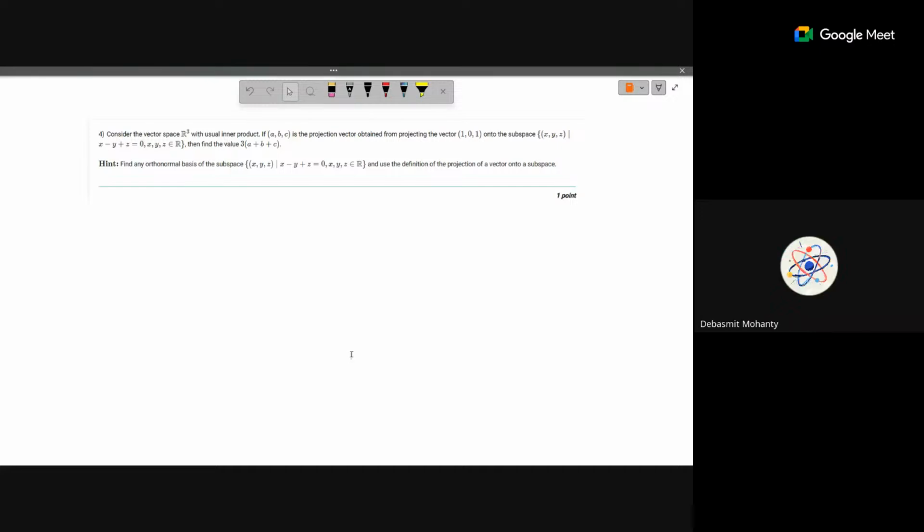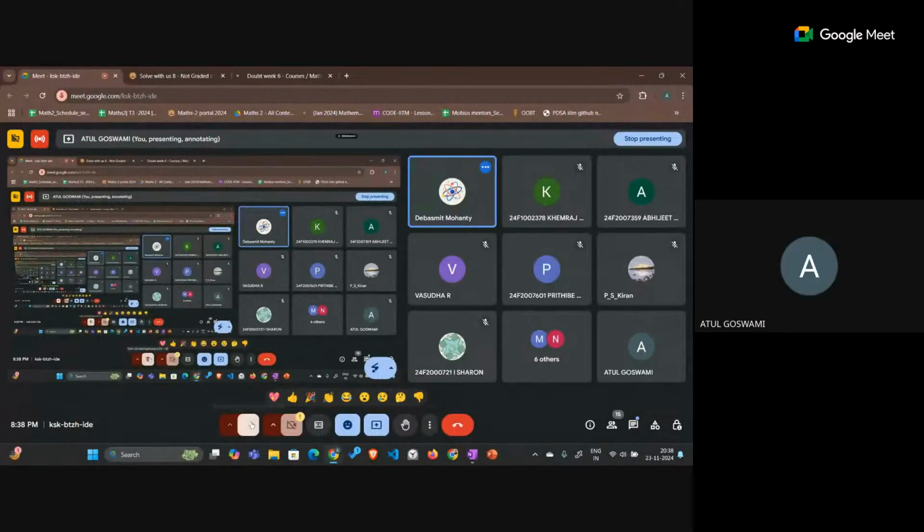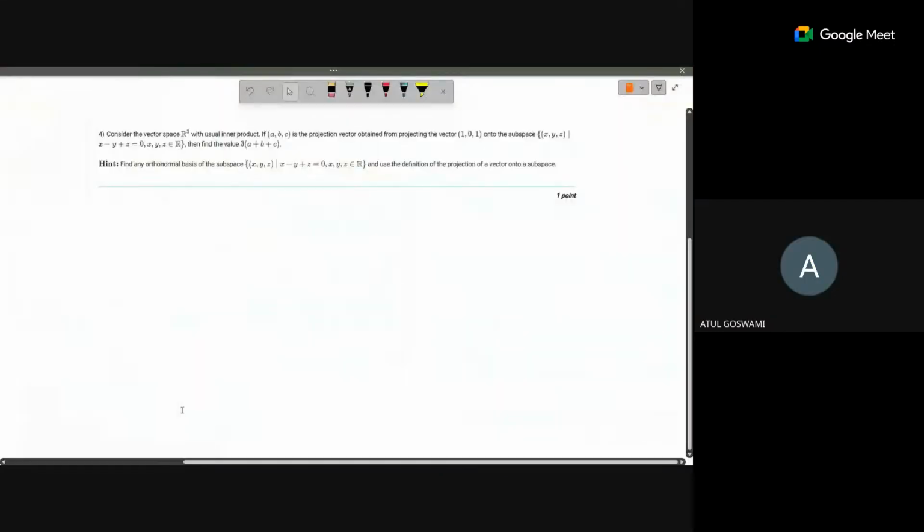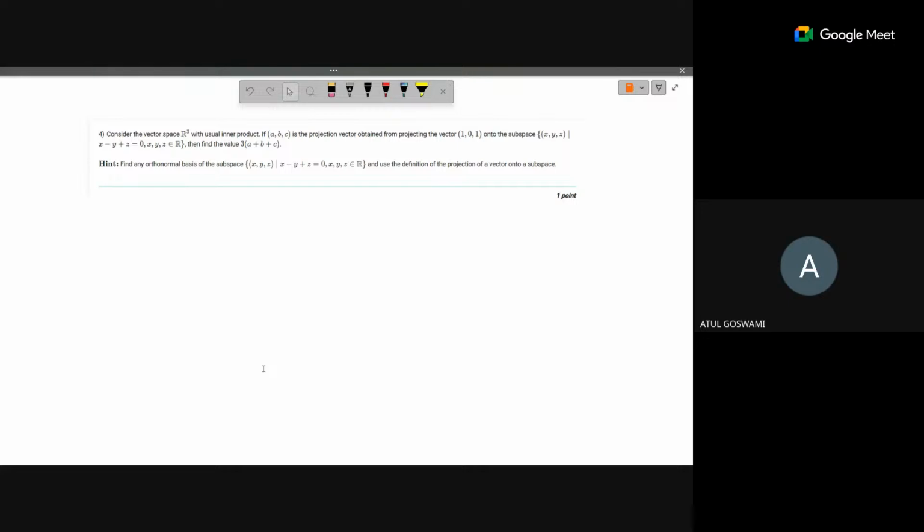In order to find the basis, we have to express it in a parametric form. I said, in order to find the basis, we express this equation x minus y plus z equal to 0 in a parametric form. So I can assume, let's say, y equal to s and z equal to t. Actually, there are three variables x, y, and z, so clearly two variables would be independent, right?